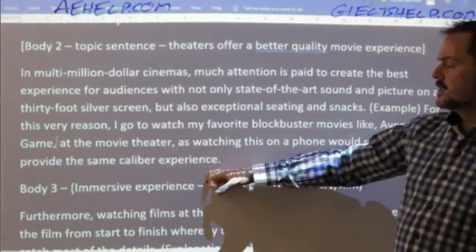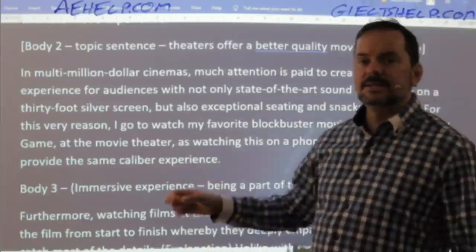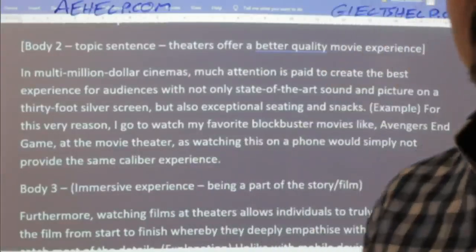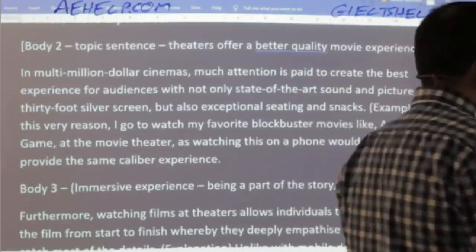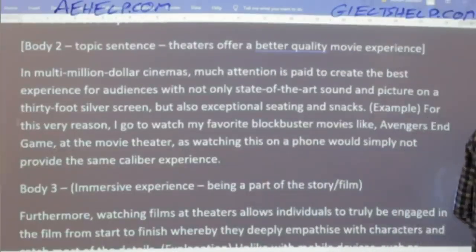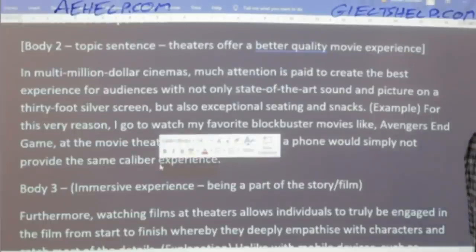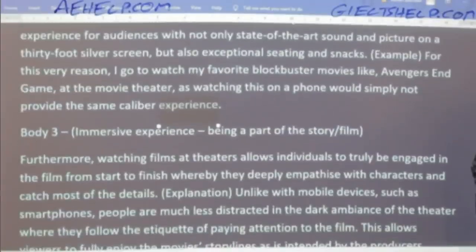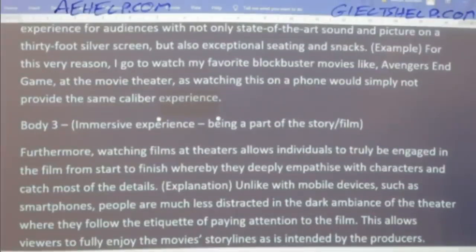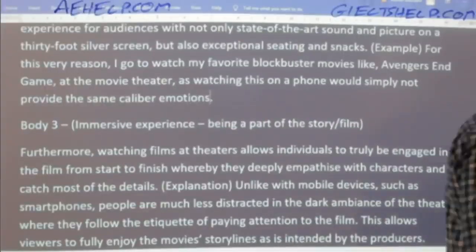Okay, I'm starting to notice that I have the word experience in my essay a lot over and over. So at this point, I'm starting to think, okay, well, how can I paraphrase the word experience? So what's another word for that? Would not simply not provide the same caliber feelings, okay, or emotions. Right? We're not as excited, not as scared, etc.